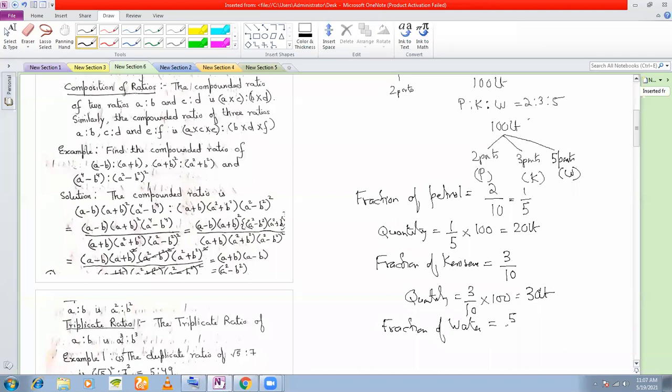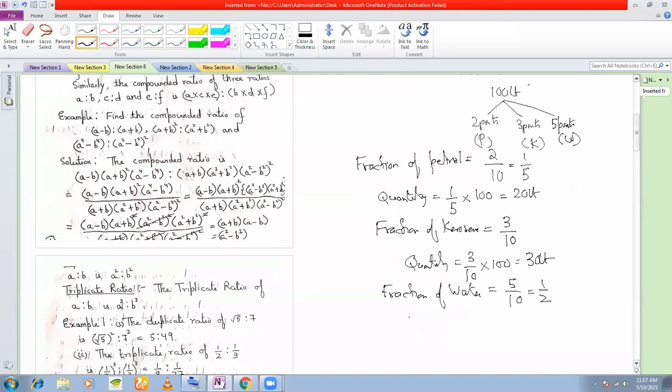And finally, if you have fraction of water, it is 5 parts out of those 10 parts. That means half the part is water. That means what is the quantity of water? It is half of 100, which is 50 liters.